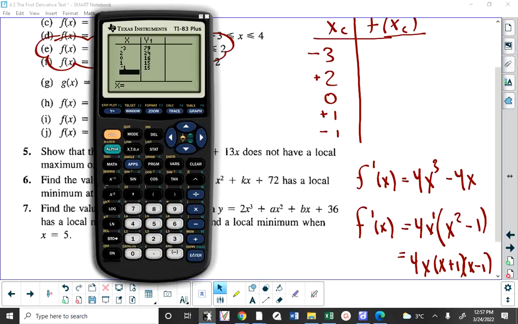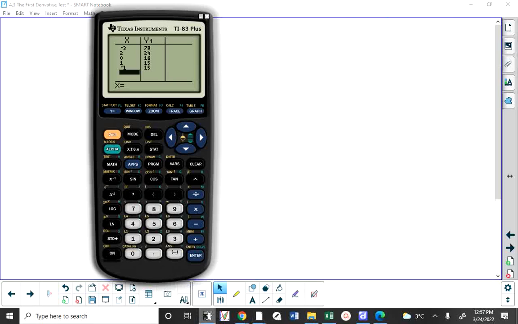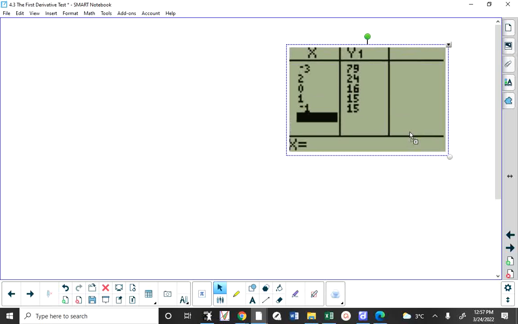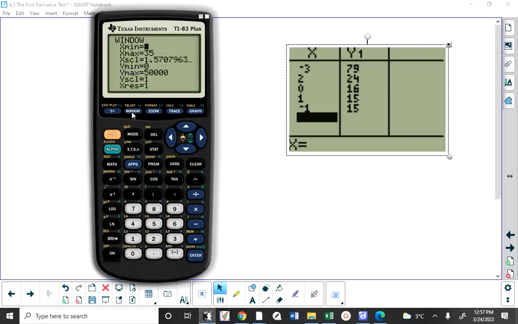If I were to look at the graph here, I'm going to set my window settings to go from negative 3 to 2 because that's the domain. And I'm going to set my window settings vertically to go from a little bit less than 15 up to a little bit more than 79. So negative 3 to 2, and let's go 13 to 81.